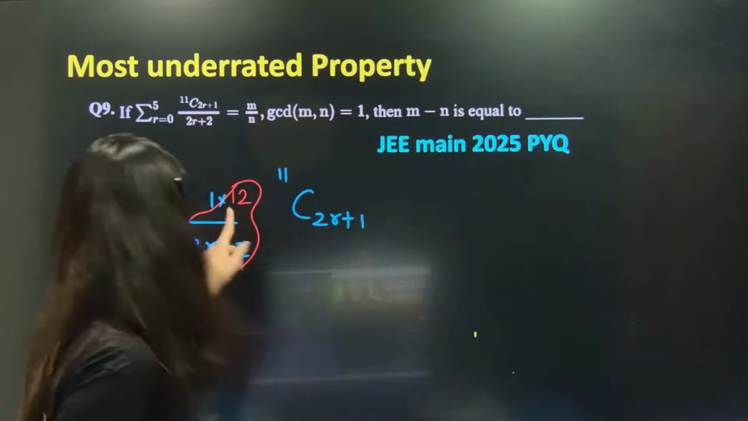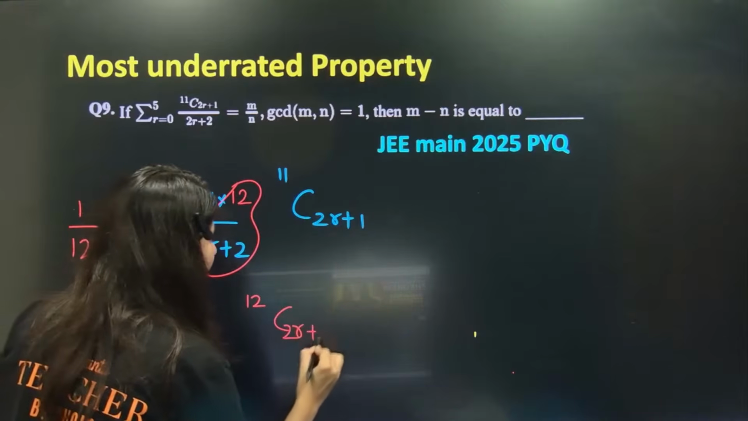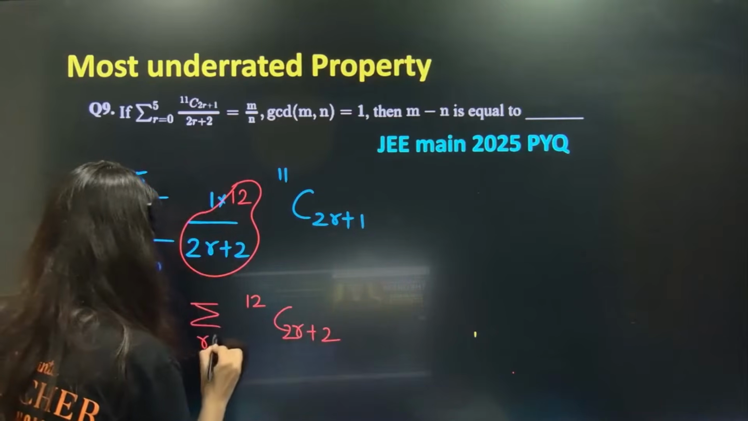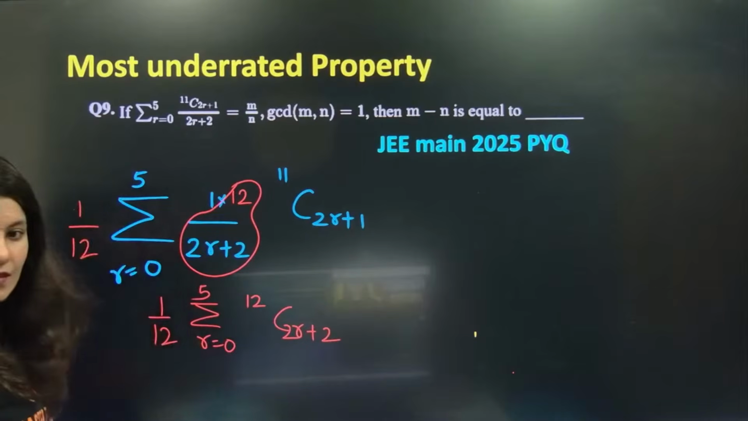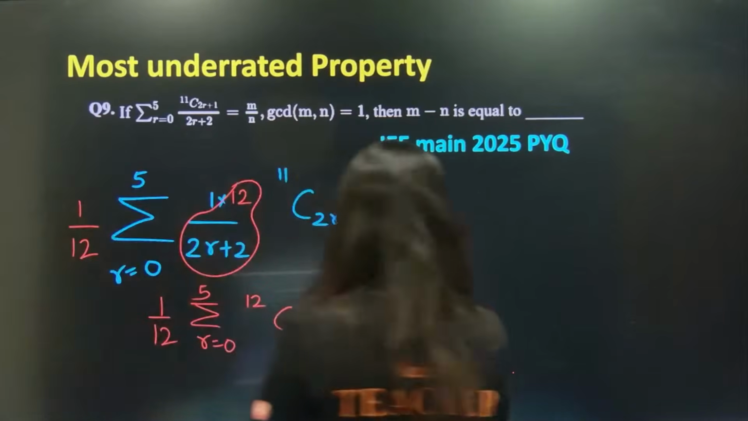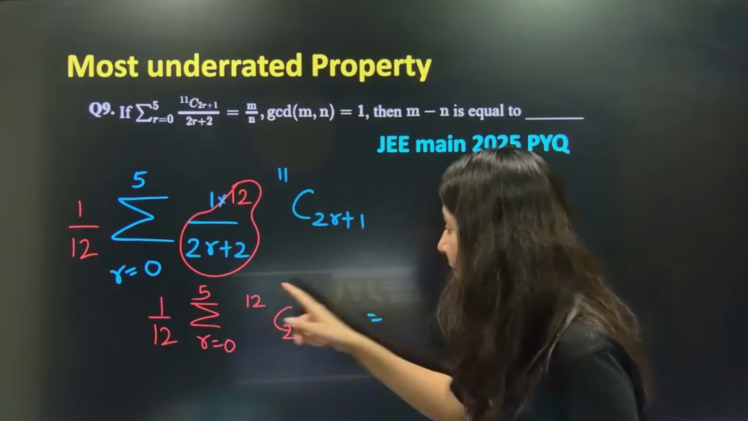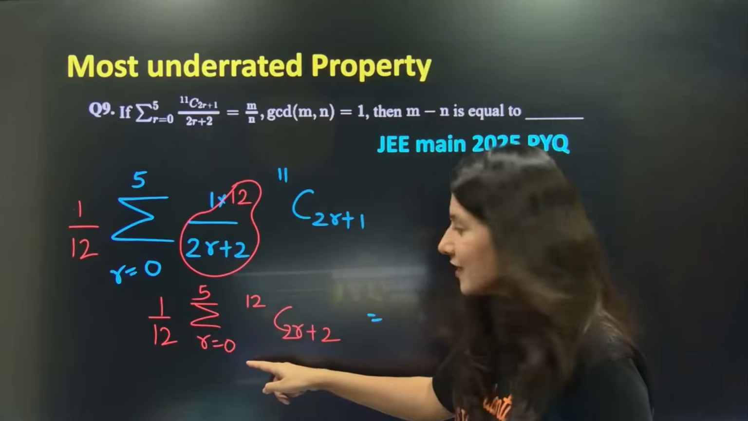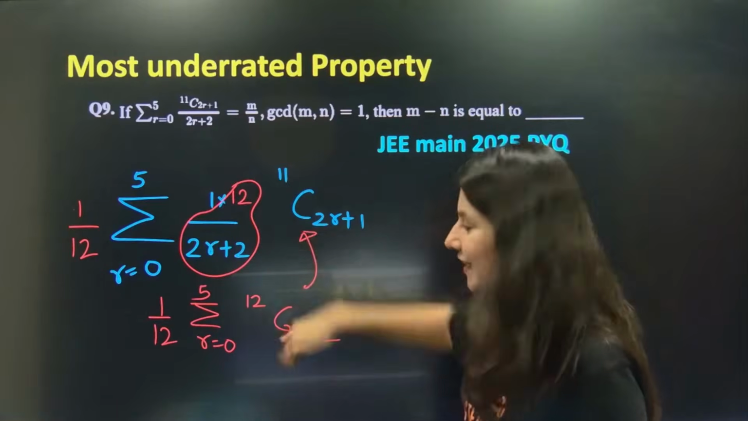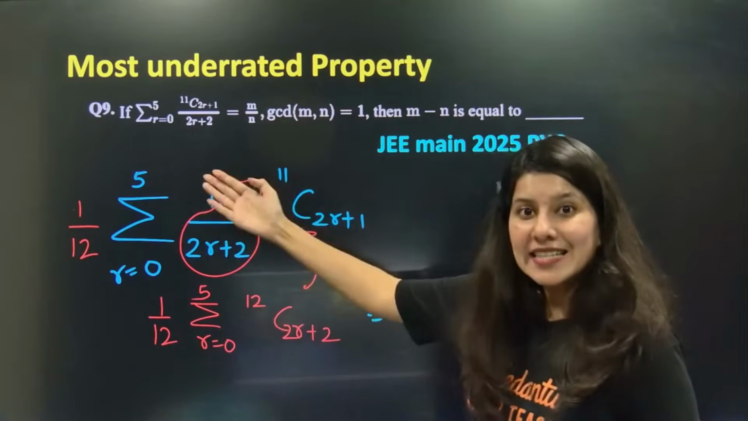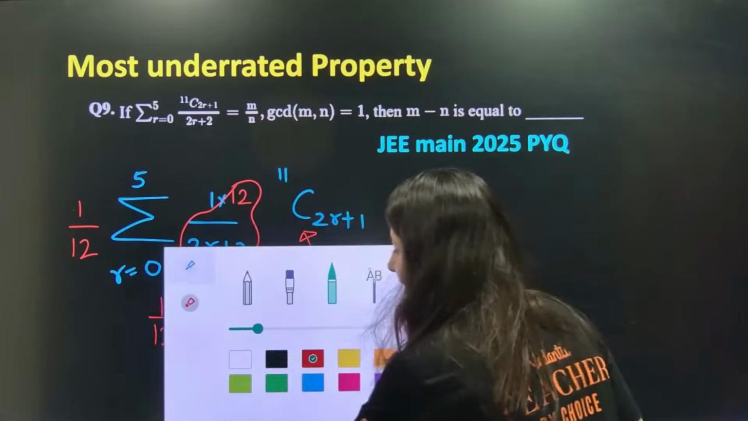Yes or no? Can I write this as 1 by 12 sigma r equals 0 to 5 of 12C(2r plus 2)? Yes? Because see, if you want to open it now, what will you do, ma'am? 12 by 2r plus 2 and 11C(2r plus 1). Can you now see the reverse thing? Reverse thing seeing is actually easy. Okay, so now you will be able to understand what I did.